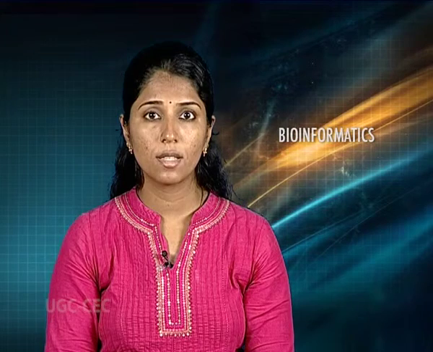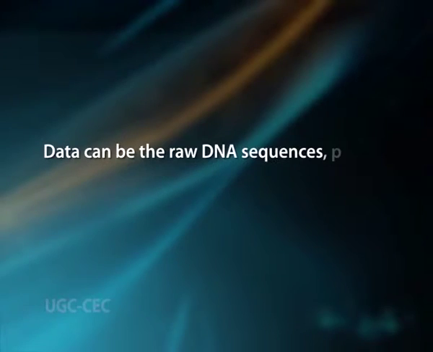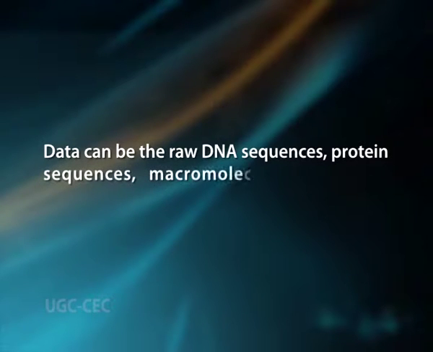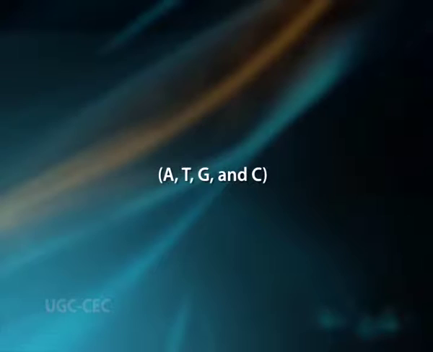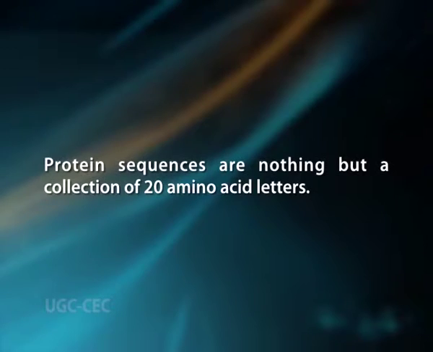The first and core aim is the collection of information or data. So, what does this information stand for? Data can be raw DNA sequences, protein sequences, macromolecular structures, genome sequences, etc. DNA sequences are strings with 4 base letters A, T, G and C, which comprise genes. Next one is protein sequences. These are nothing but a collection of 20 amino acid letters.